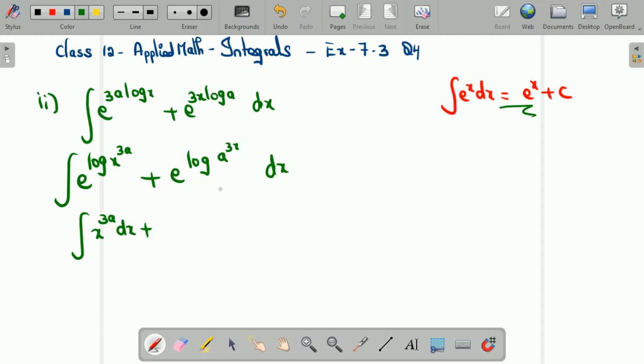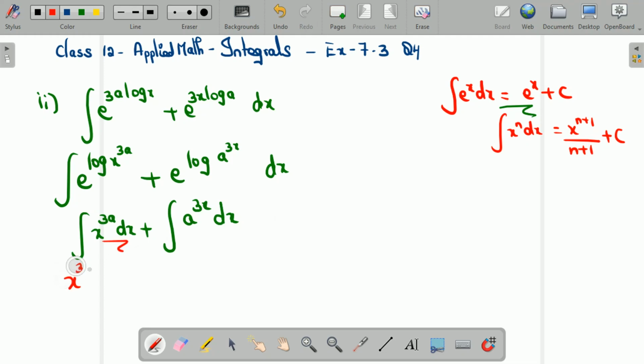I'm now breaking the integration also into two terms. Plus integral of a power 3x dx. For the first term, we know the direct formula. Integral of x power n dx is equal to x power n plus 1 by n plus 1 plus c. So let's directly apply the formula in this case. So it is x power 3a plus 1 divided by 3a plus 1. Plus, this part is not yet integrated, so I'm rewriting it again, a to the power 3x dx.